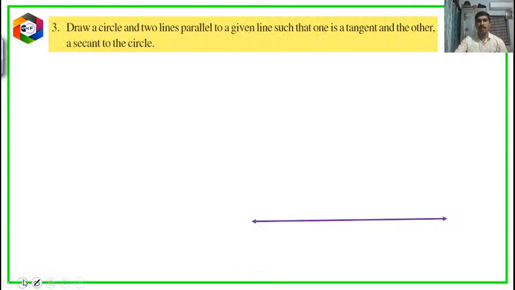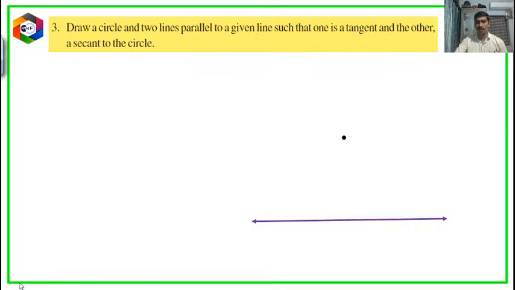Now let us observe that. Draw a circle and two lines parallel to the given line such that one is a tangent and the other is a secant to the circle. Here is a small rough sketch, and it is asked to draw that. First of all, here one line is drawn. Now there is a circle which is drawn.